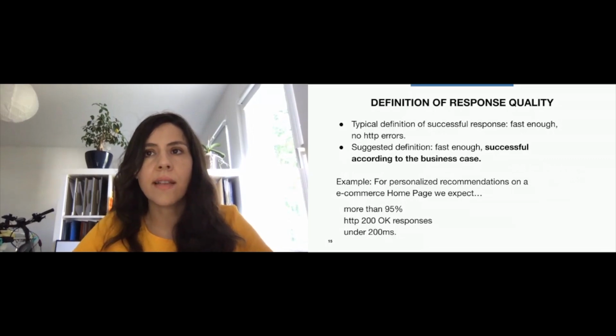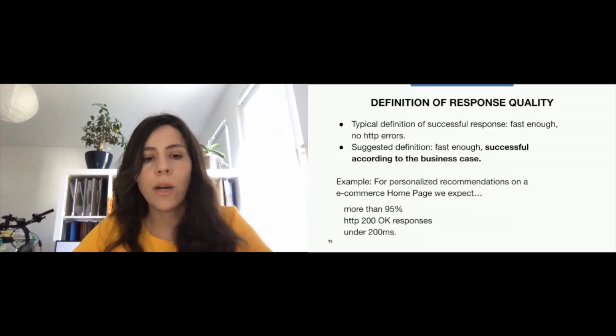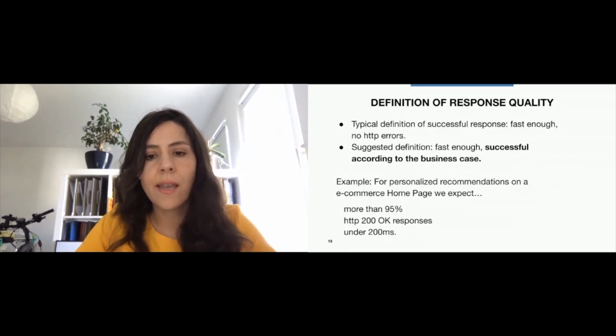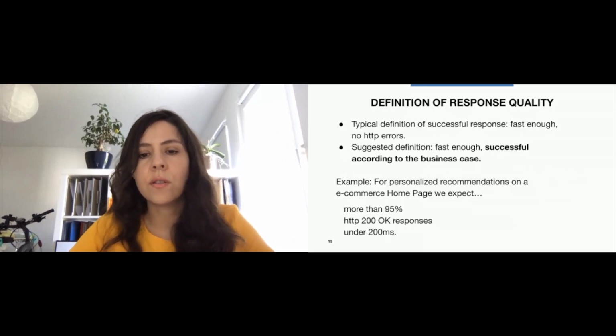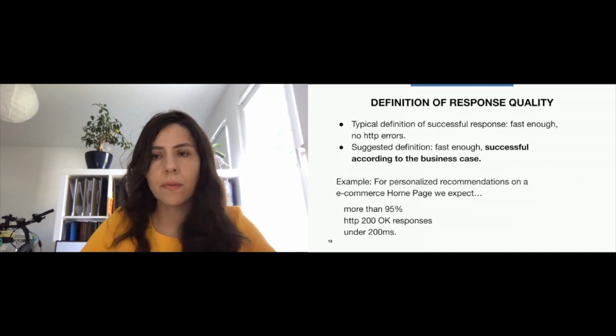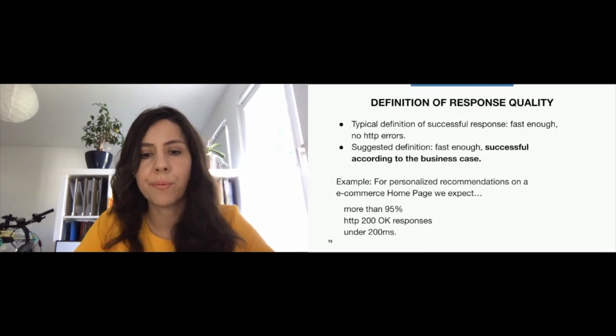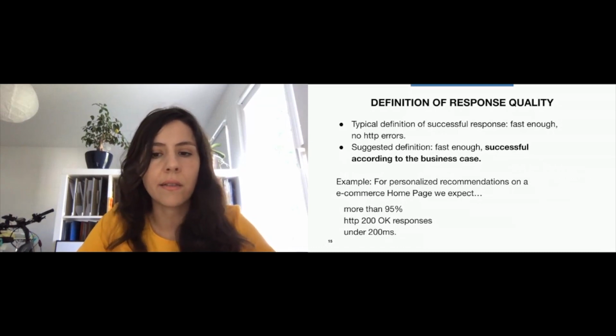So to take an example, if we have a personalized recommendation on an e-commerce homepage, instead of just saying this thing has an SLO or SLA of 200 milliseconds, we could say that we want in 65% of the cases at least have 4 articles that should be personalized in this amount of time. So basically building on top of the previously purely technical SLO.